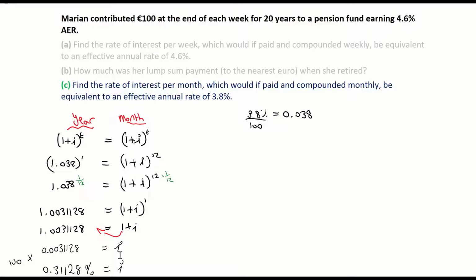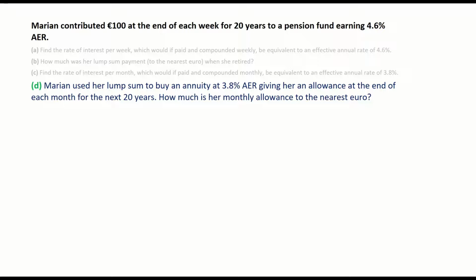And that's part C. Looking at our final part now, D. So in part D, we need to think of Marion as though she's now retired. So she's done her savings in part A and B for 20 years, and she's now happy out in her retirement. And Marion is using her lump sum that she saved in B to buy an annuity at 3.8% AER, giving her an allowance at the end of each month for the next 20 years. How much is her monthly allowance to the nearest euro?